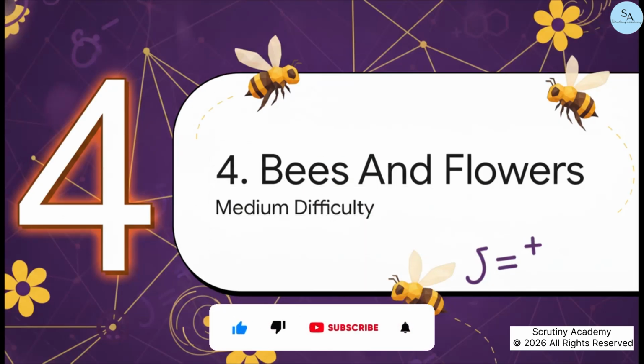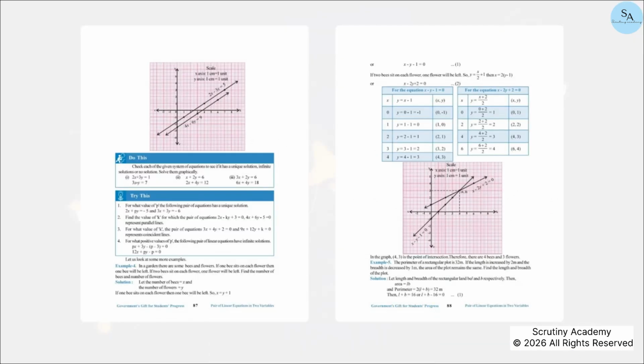Section 4, medium, bees and flowers. Okay, so we've got a classic word problem here. It goes like this. In a garden, there are some bees and some flowers. If one bee sits on each flower, one bee is left without a flower.